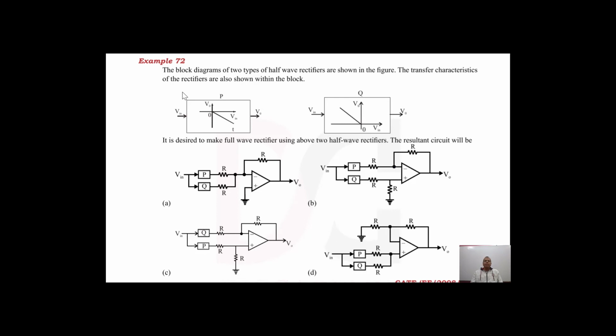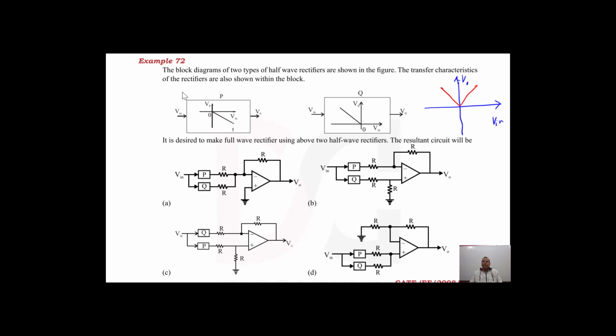First of all, before you implement a full wave rectifier using these two half wave rectifiers having characteristics like this, you should know what the characteristics of a full wave rectifier are. So I'll draw the characteristics of a full wave rectifier first, and then we will see how to implement that. The x-axis is input voltage and the y-axis is the output voltage. And now if you see, the characteristics of a full wave rectifier are like this. These are the characteristics of a full wave rectifier.